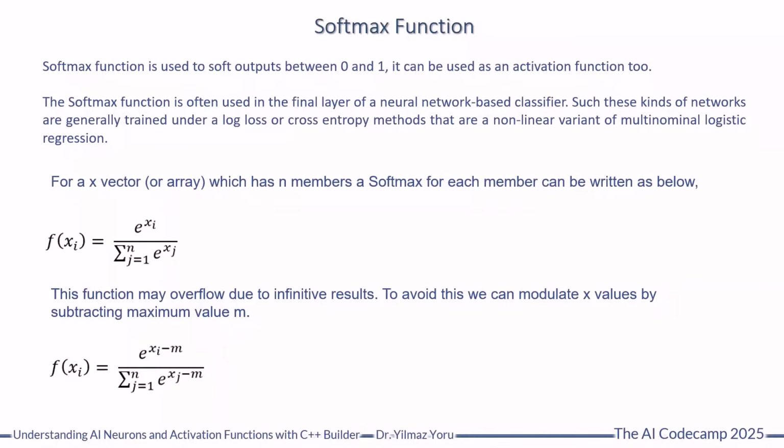So you are using an ANN or other neural computations, and then you do some filters, and at the end you use softmax to normalize all these results between 0 and 1. For an x vector or array which has n members, the softmax for each member can be written as below. This function may overflow due to infinity results. To avoid this, you can modulate the x value by subtracting the maximum value m. So this can be used as here.